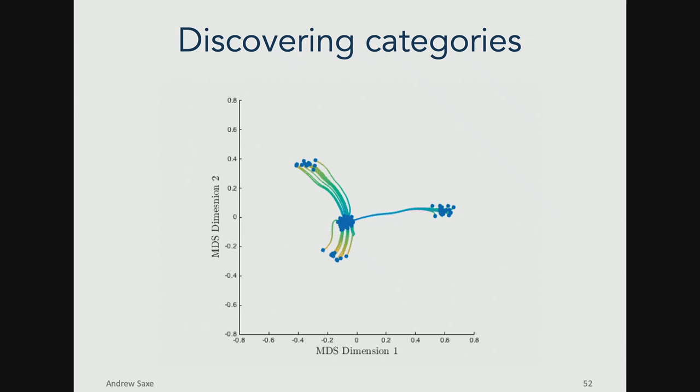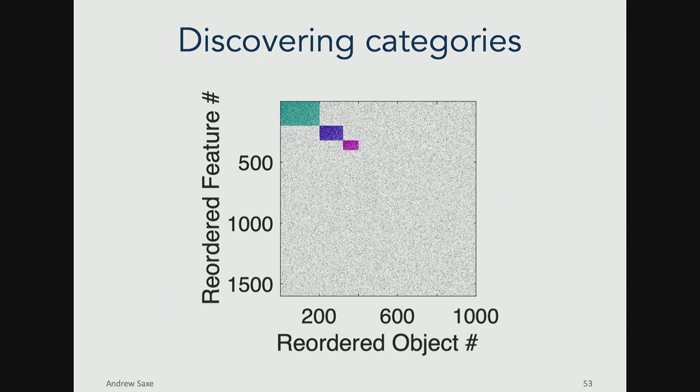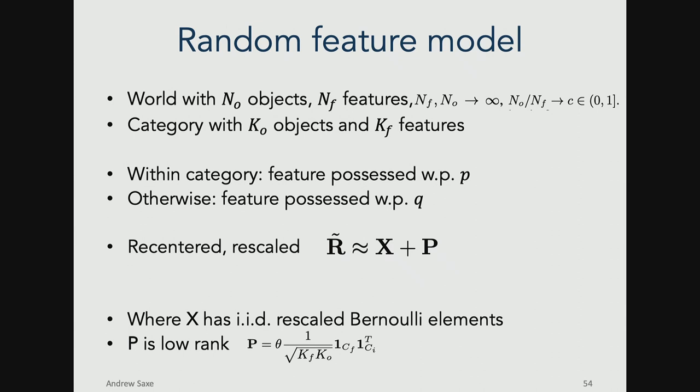And if you order the features by that, then you'll see, I've also colored it just to aid you, there's much denser probability of having a feature in this block as compared to outside this block. And so indeed, there was this sort of hidden structure in the environment. And as a simple model of this, you can consider this random feature model, where you're letting the number of objects and features go off to infinity, but their ratio is a constant. And then you imagine that there's a category comprising a set of objects with a set of features. And if an item is in that category, then you have a high probability of having a feature. And if it's not, then you have a low probability Q.